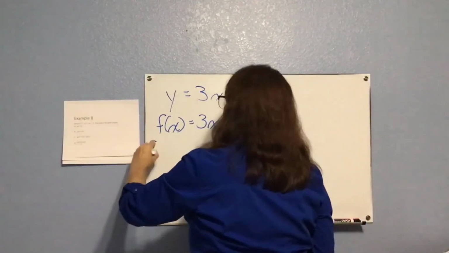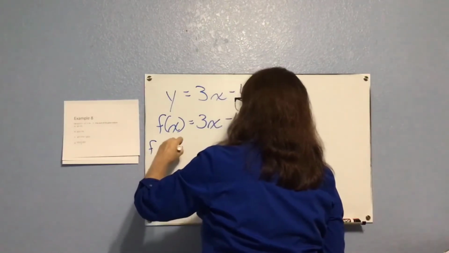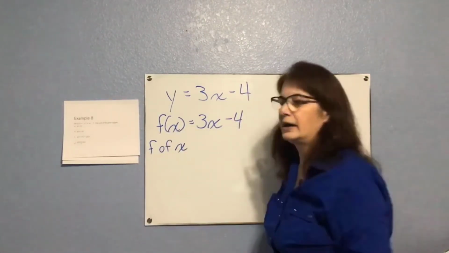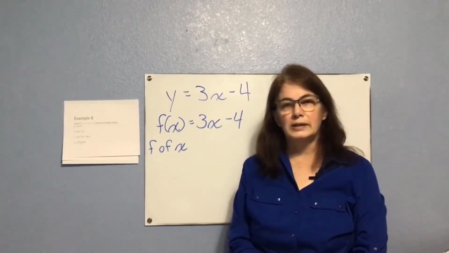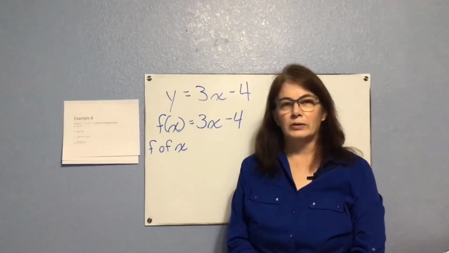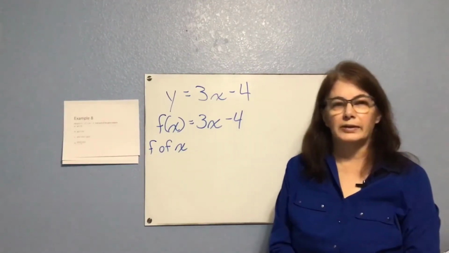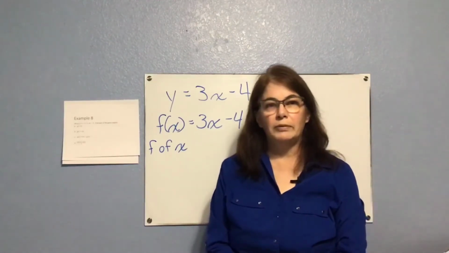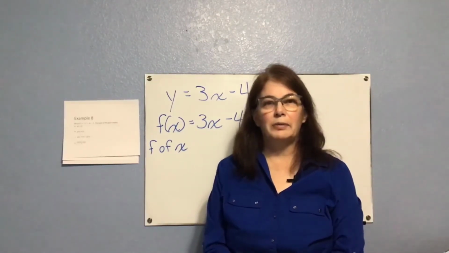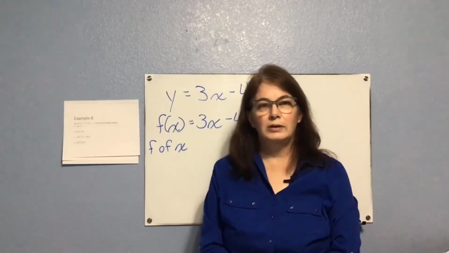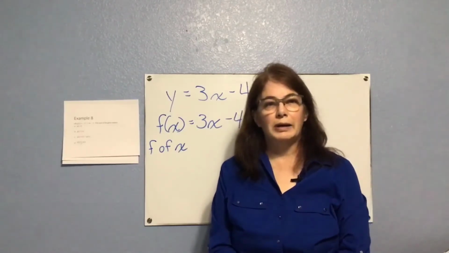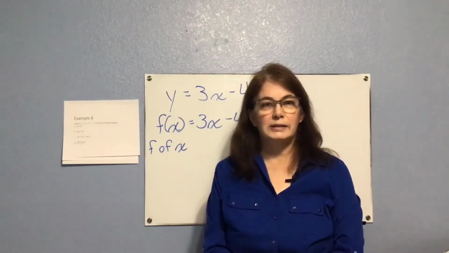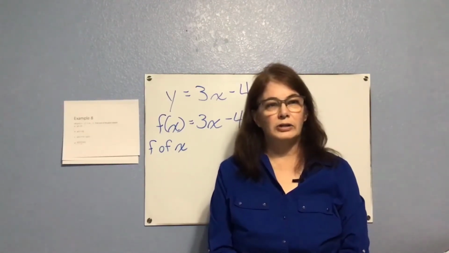And we read this as f of x. This is not f times x, it's f of x. And although we usually use f, there's no magical power in f. We can use another letter if we prefer, and often we do prefer to use a letter that reminds us what the function is about. For instance, if we're working with a cost function and a revenue function, we might call them c of x and r of x. Okay, so let's look at writing some function notation.